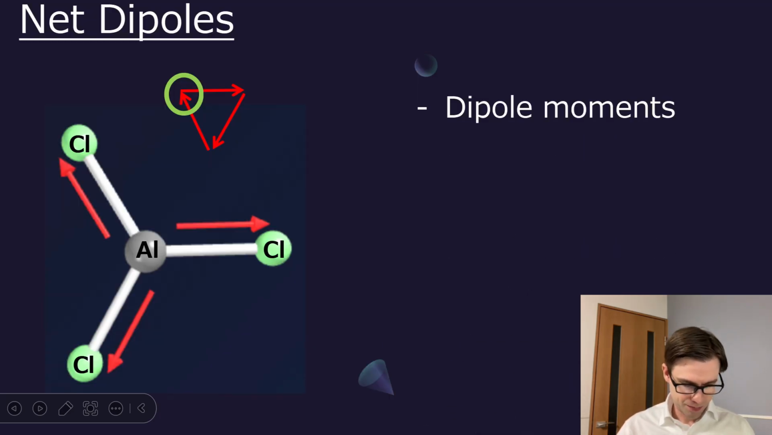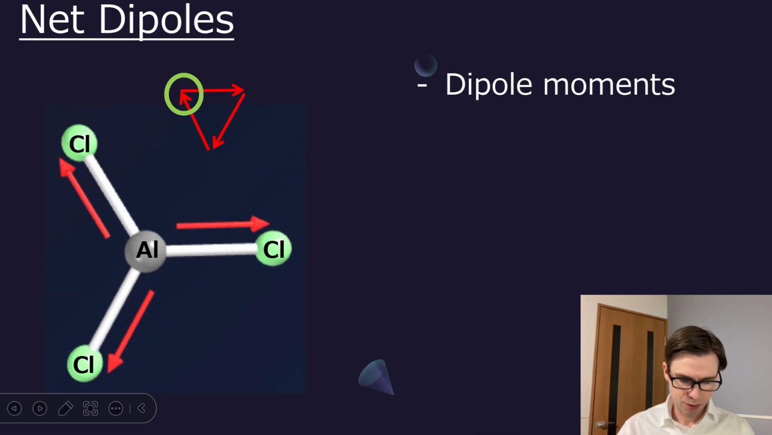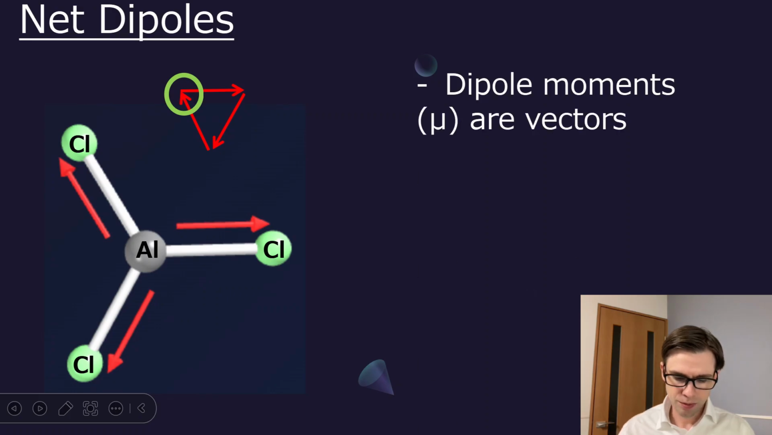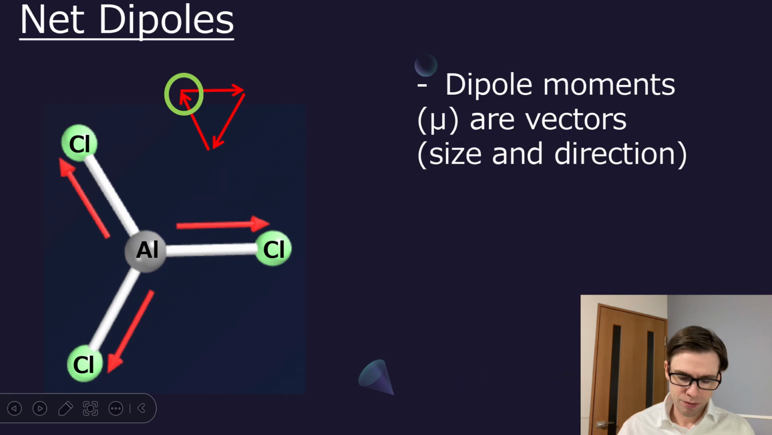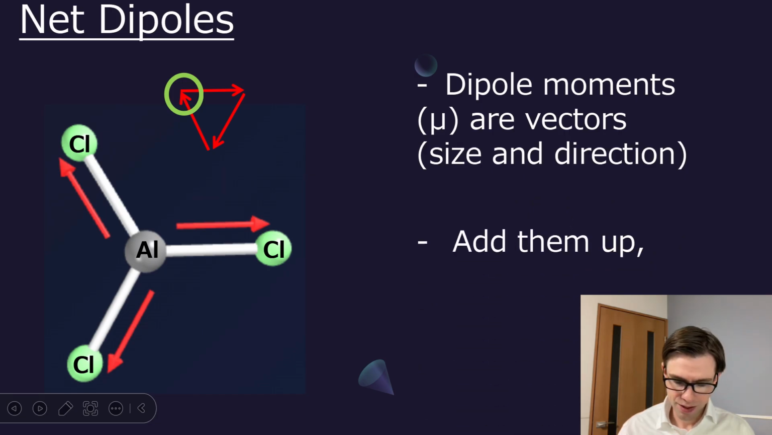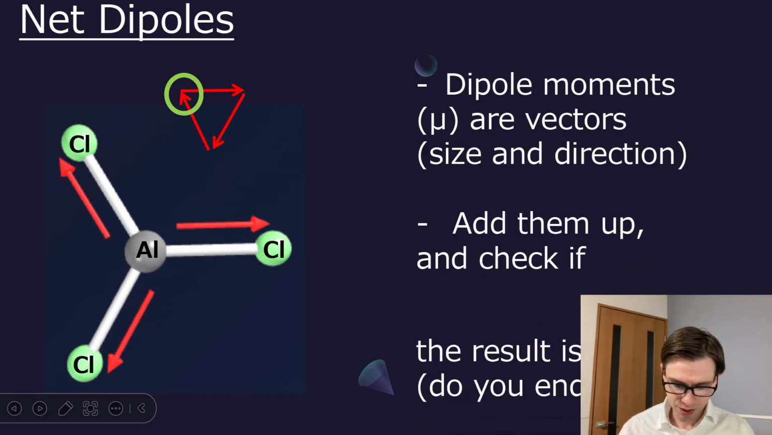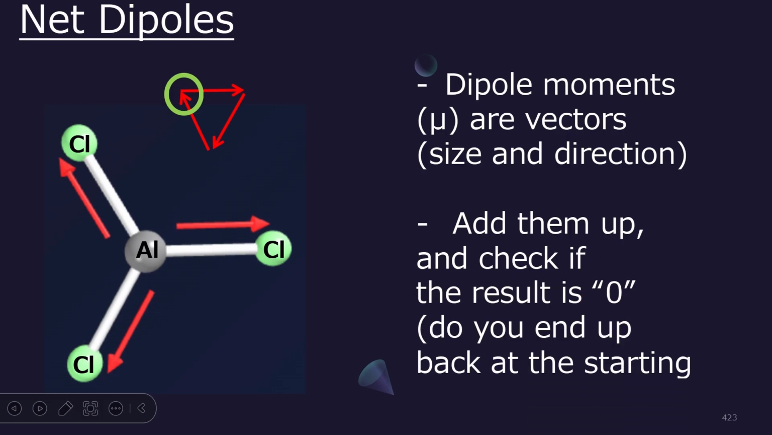Let's see some examples of net dipoles. So dipole moments, often labeled with the Greek letter mu, looks like a U with a little tail on the front. These dipole moments have size and direction. You want to add them up and check if the result is 0. So if the result is 0, what does that mean? It means, do you end up back at the starting point? If you were to walk along these three vectors, are you standing in the same place that you started if you go along each path?